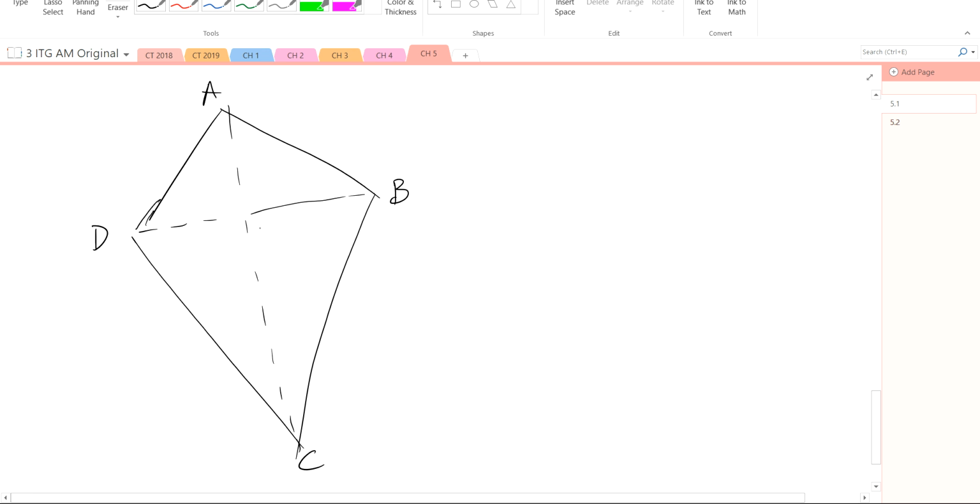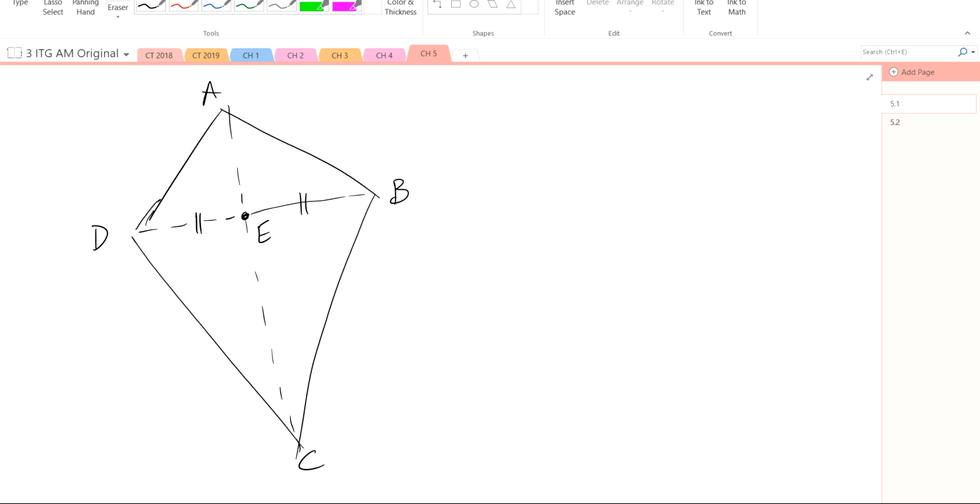Okay, let's call this E. What can you tell me about the point E with regard to DB? Okay, E is the midpoint of DB. What about AC? Obviously not. Okay, so you must know this.